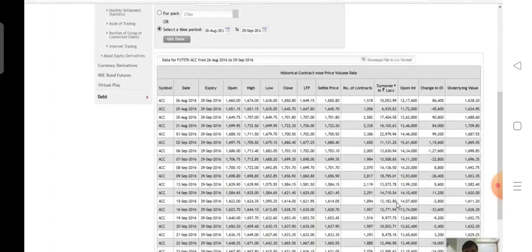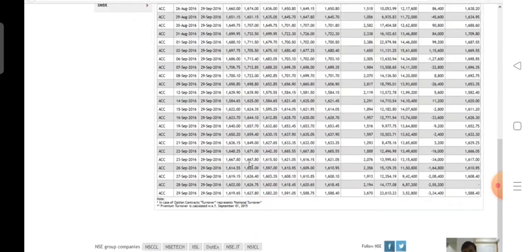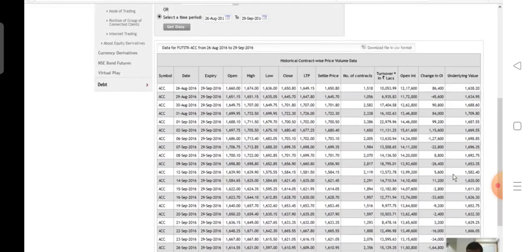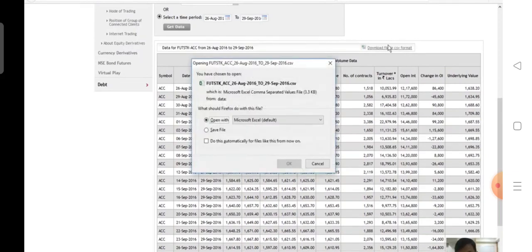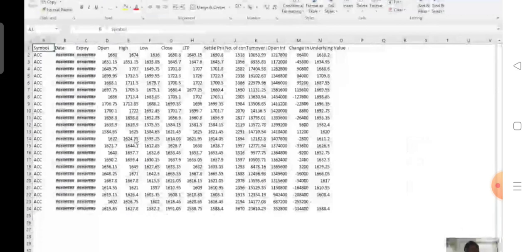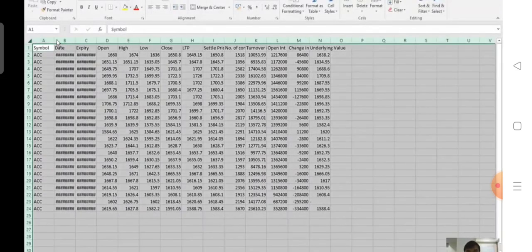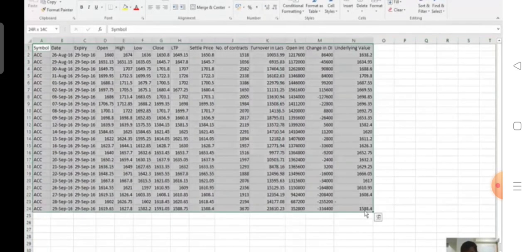Does it make sense for you? So for September expiry, post August expiry, which was on 25th, you need data of September expiry. Why do you need data post August expiry? Because this represents your current month expiry data. So as on date, from 26th August till 29th of September, all the data points represent current month expiry data.